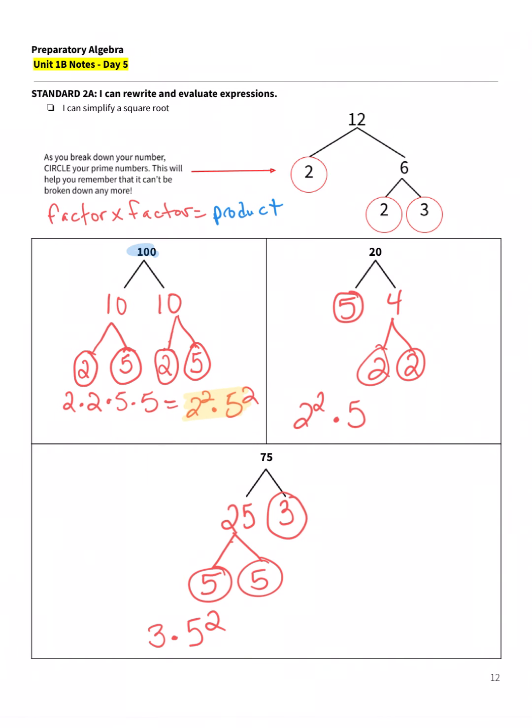And now I set up my prime factorization. So I have 1, 3, so I write that as 3. And then I have 2 5's, 5 times 5, so that would be 5 squared.